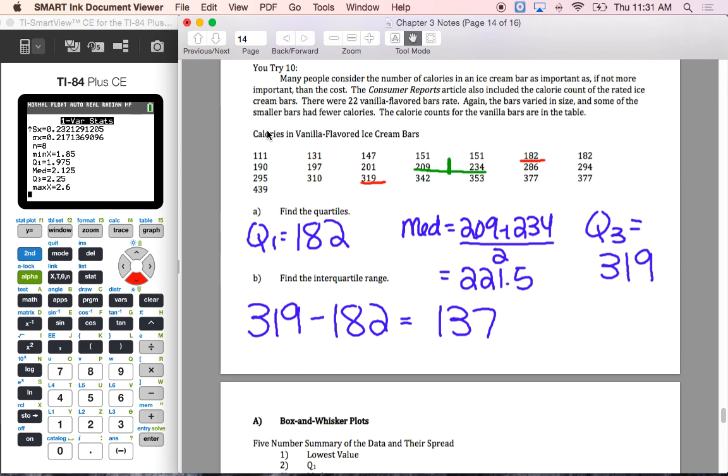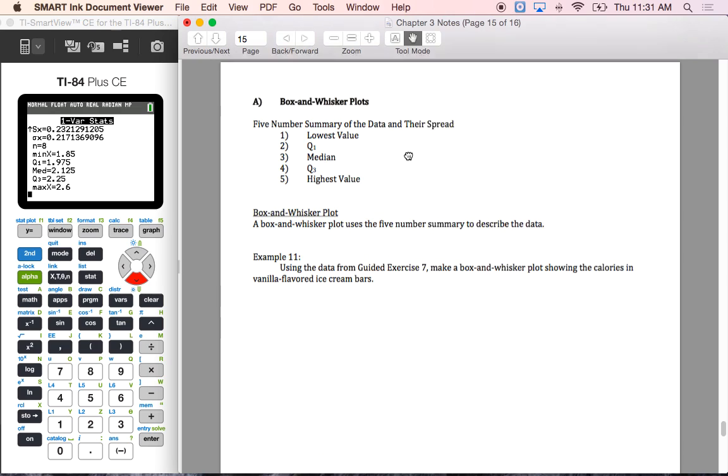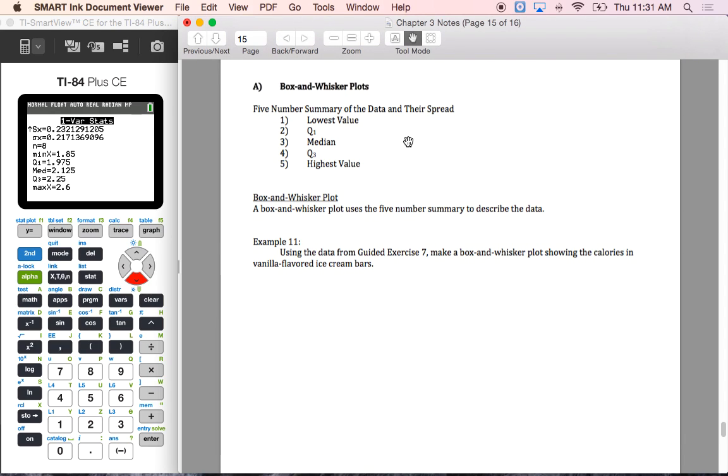Now we're going to look at box and whisker plots, and that's going to use what I told you about, that 5-number summary. If you look on my calculator on the screen, the min through the max is your 5-number summary. So the min is your lowest, your max is your highest value. A box and whisker plot is just a way to show all this information.